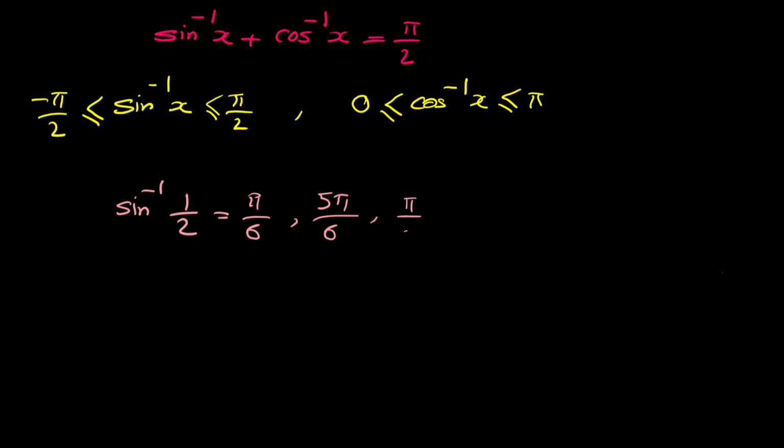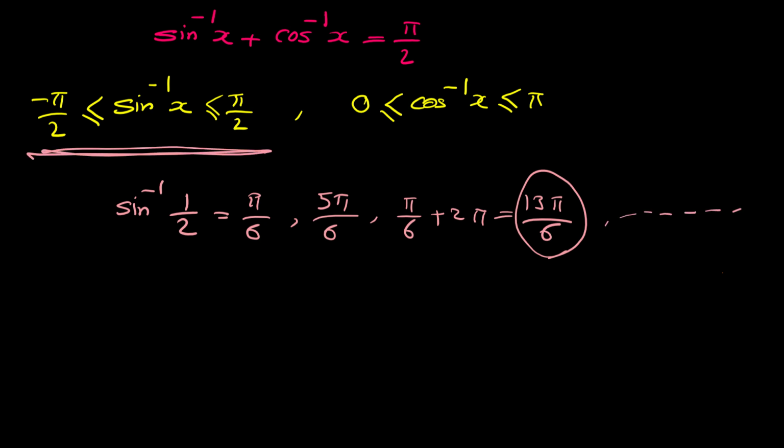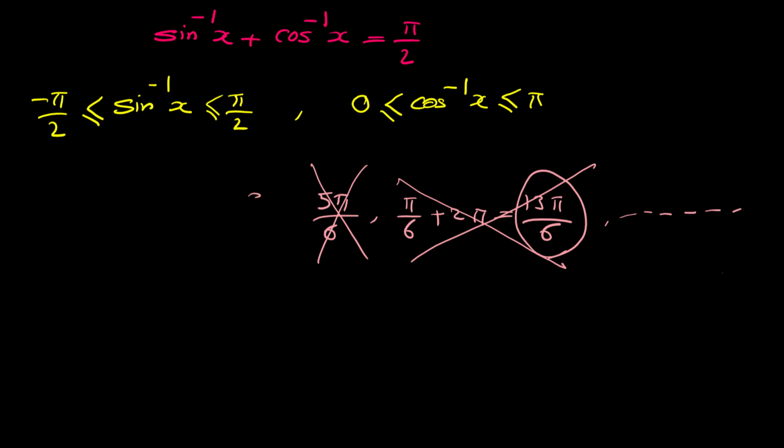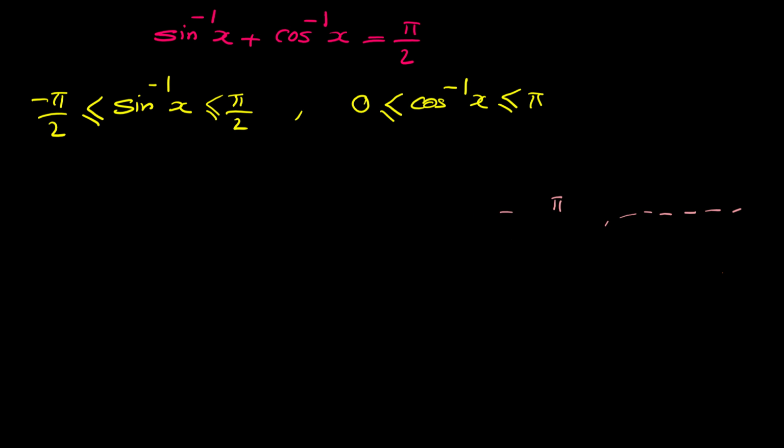And also pi over 6 plus 2 pi, which is 13 pi over 6. The sine of this angle is also 1/2. And there are infinite other answers. But because the answer of sine inverse of x is always between negative pi over 2 and pi over 2, we reject all of these answers and we only accept this answer for sine inverse. So sine inverse of 1/2 is only pi over 6. This condition for sine inverse and cosine inverse is important for our proofs with the trigonometric relations. Now let's start the proof of this relation.